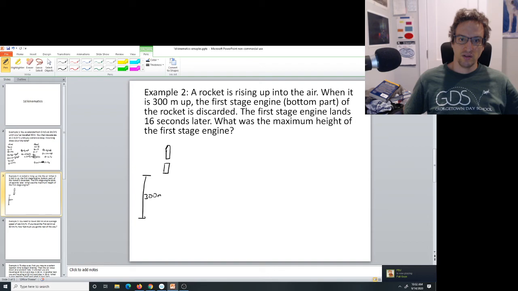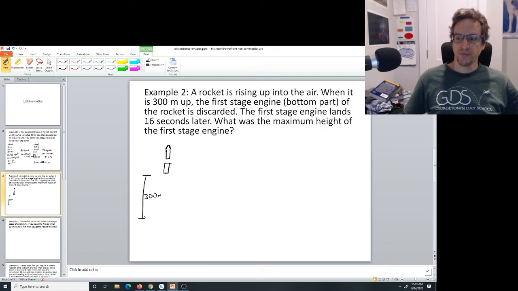Right? Let's give it a little peek here. All right, and this part right here is going to fall. But one thing we should think about is that this is moving at the time, right? In fact, it's moving at the same velocity as the upper part, the second stage, and the rest of the rocket. So it's going to keep going upward.